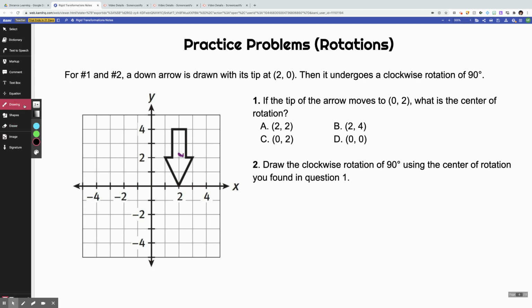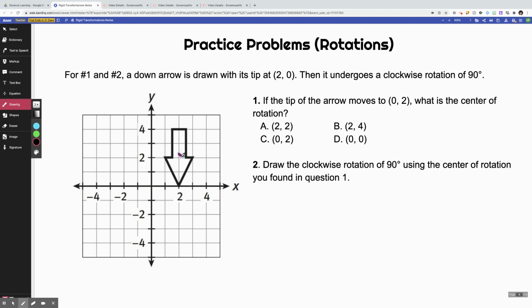So this says for 1 and 2, we're going to deal with this lovely drawing here of this arrow. Okay, so number 1 says if the tip of the arrow moves to 0, 2, they want to know where the center of rotation is. So the center of rotation is literally the point that the shape is rotating around. For a lot of our problems, the center will be the origin, point 0, 0, but we have to see if that's going to be the case here.